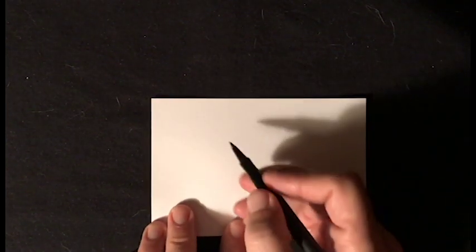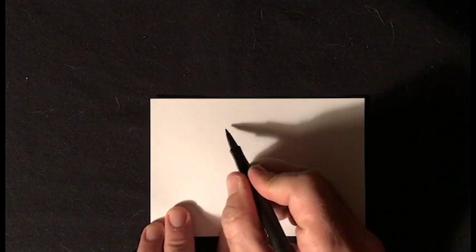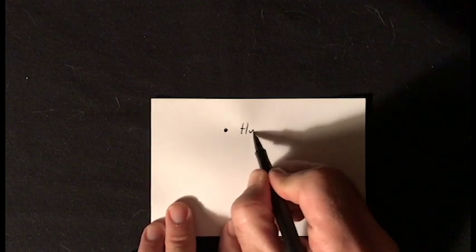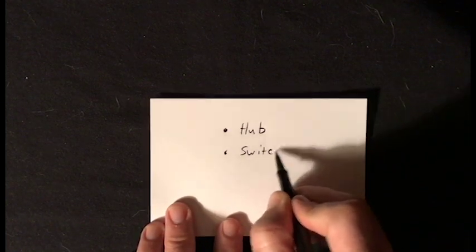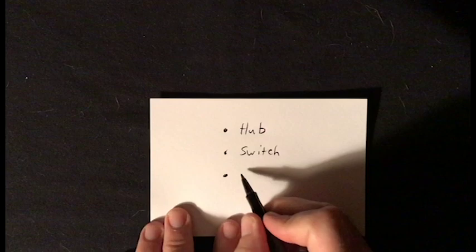There are three basic types of network devices that I like to talk about in my class. You have hubs, switches, and routers.